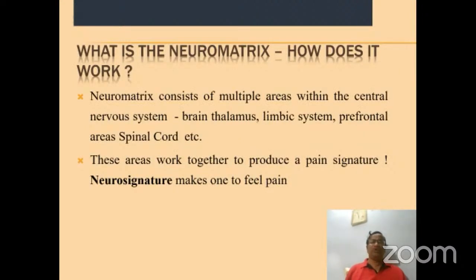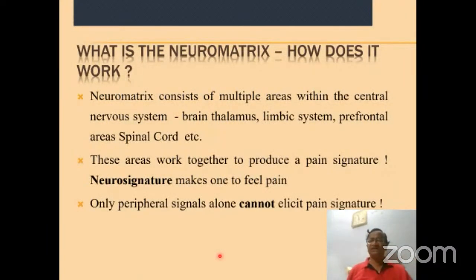So what is the neuromatrix? How does it work? There are a lot of things which cannot be explained by the gate control theory. The neuromatrix consists of multiple areas within the central nervous system: brain, thalamus, limbic system, prefrontal areas, spinal cord, etc. They work together to produce a pain signature. This is what makes one feel pain. This is what is called the neuromatrix theory. Only peripheral signals cannot elicit a pain signature. The impulse has to cause all these areas to work together, including the limbic system for the affective component, because otherwise there would only be a sensory component. All these things together are what is called the neurosignature.